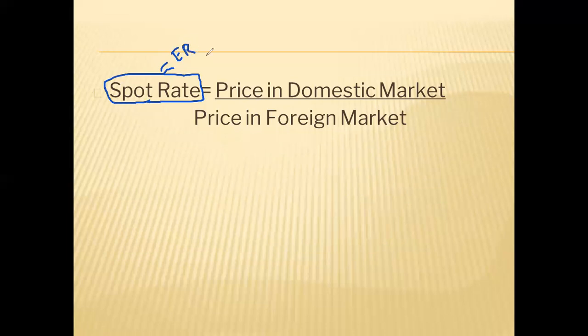You should take the price of a particular commodity in the domestic market and take the price of the similar commodity in the foreign market. Compare that, and you will get the spot rate. So price in the domestic market divided by price in the foreign market, we will get the exchange rate of that commodity, currency you can say. How? See, come to this illustration.